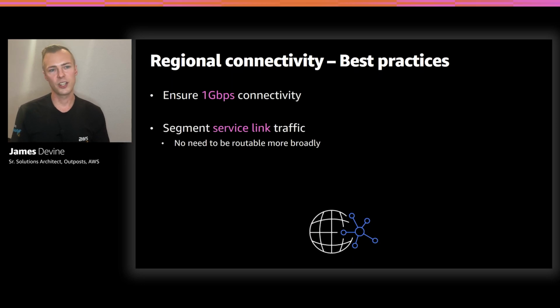Another thing that might not be immediately apparent is that you can completely segregate the Service Link traffic from your local gateway traffic. There's no reason they need to share even the same routing instance. It's fairly common for customers that have set this up to have a different VRF, virtual routing and forwarding, to segment that traffic and just avoid any mixing up, so you can route those separately throughout your network.